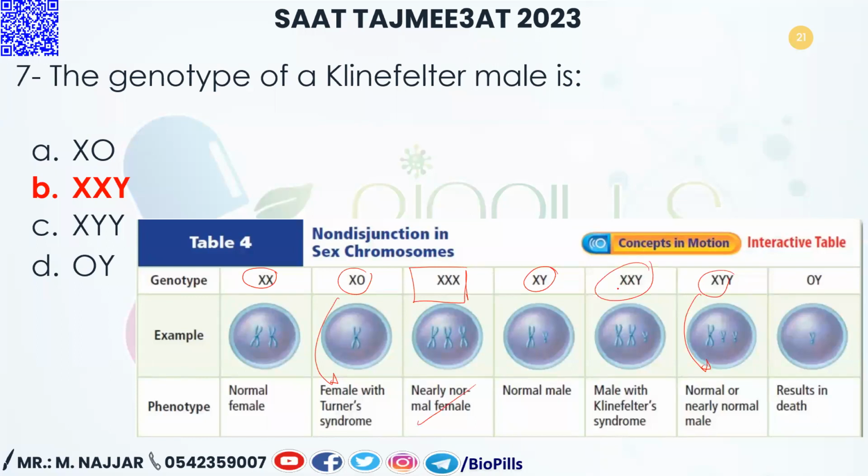I'm sorry, this is XXY, the Klinefelter, and here is XYY. It is a normal male, and it has extra male sexual characteristics. Okay, let's carry on.